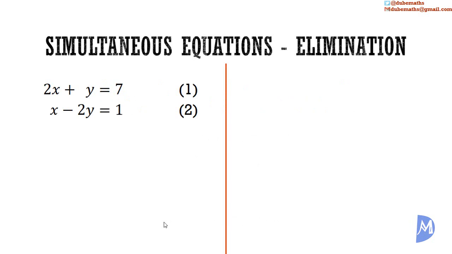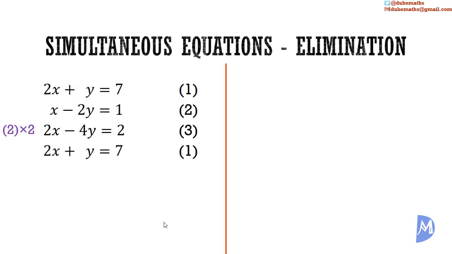2x plus y is equal to 7, we call that equation 1, and x minus 2y is equal to 1, we refer to this as equation 2. The magnitude of the coefficient of x is not the same, neither is the magnitude of the coefficient of y. We can multiply equation 2 by 2 to make the magnitude of x the same. Multiplying both sides by 2, we get 2 multiplied by x minus 2y, which is 2x minus 4y, is equal to 2. Writing it over equation 1, so equation 1 and equation 3 are next to each other, the subtraction is clearer. And now we subtract equation 1 from equation 3.